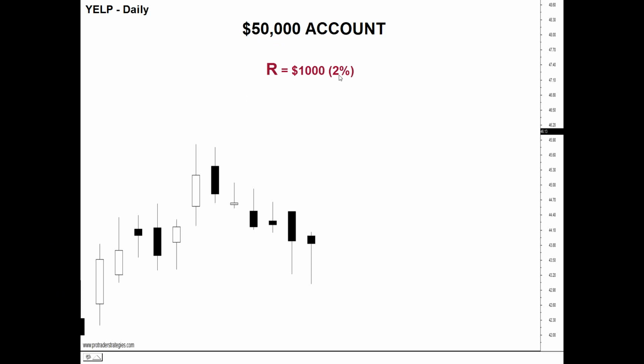Remember, we're only going to risk 2% per trade. Now, remember, you can also risk 1%. You can risk a half of 1%. You can risk 1 3/4%. It's up to you, but 2% is the benchmark.